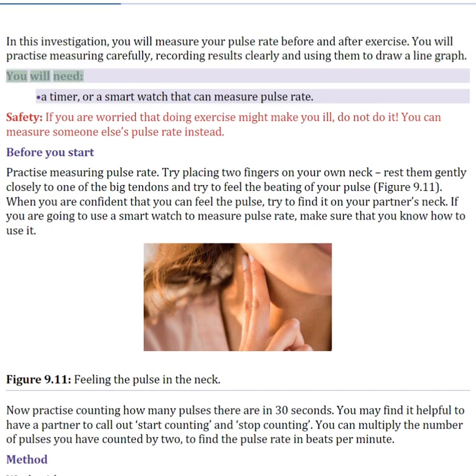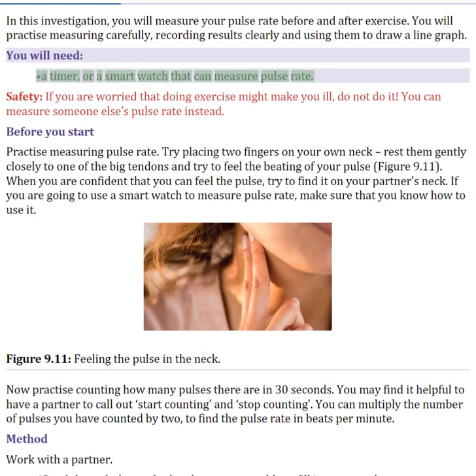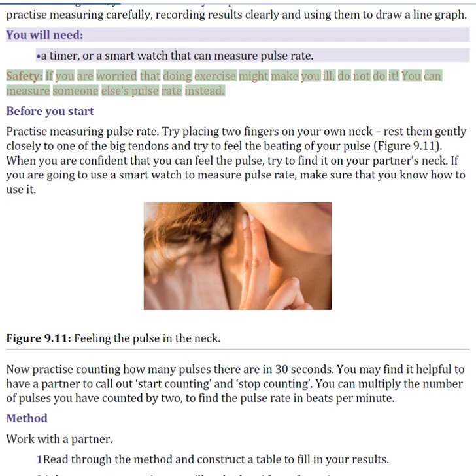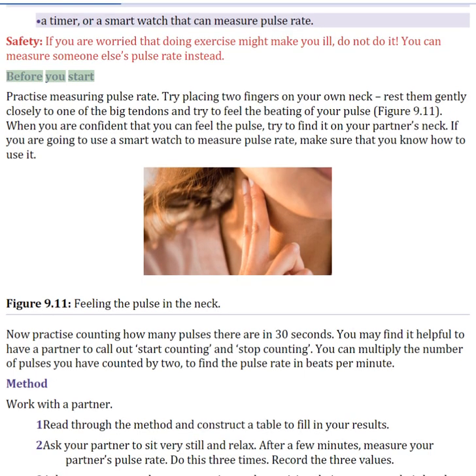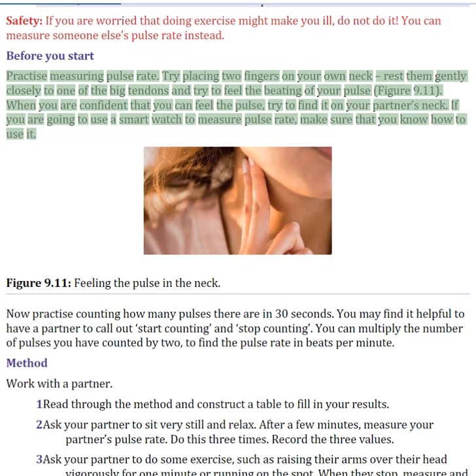You will need a timer or a smart watch that can measure pulse rate. Safety. If you are worried that doing exercise might make you ill, do not do it. You can measure someone else's pulse rate instead. Before you start, practice measuring pulse rate.